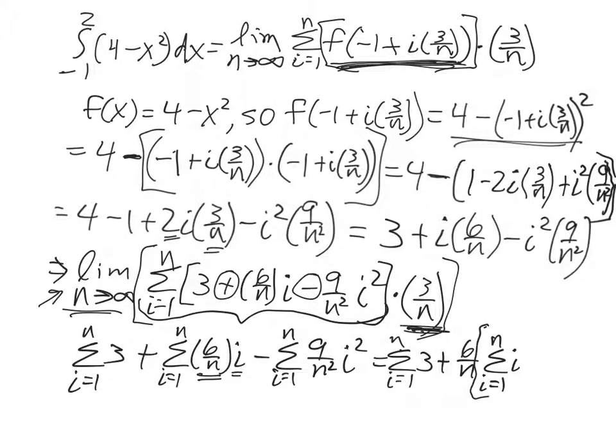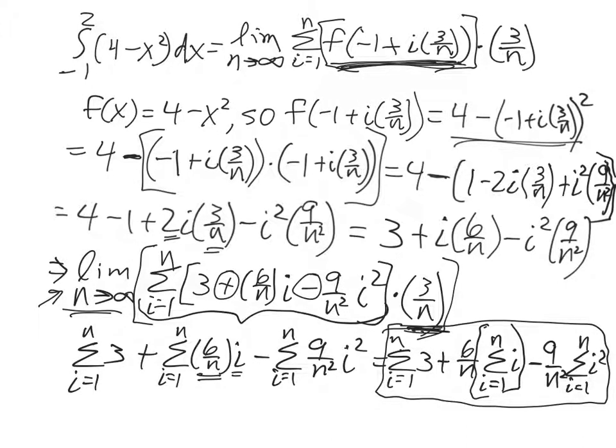Now, this was one of the formulas we looked at the very beginning of this video. And then the last term, we can factor out the 9 over n squared, and we have the summation of i squared, which was another formula from our list that we started the video with. So at this point, we're ready to change all of these summations into those formulas.